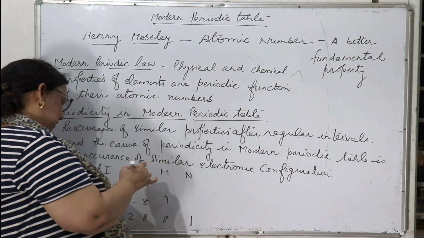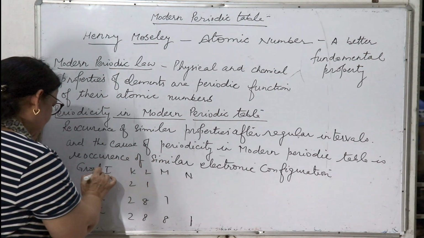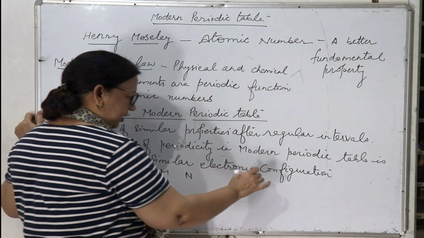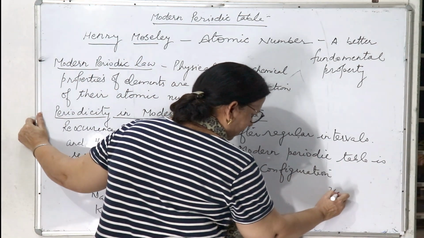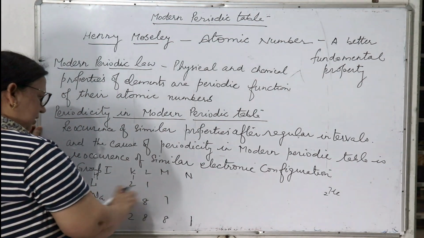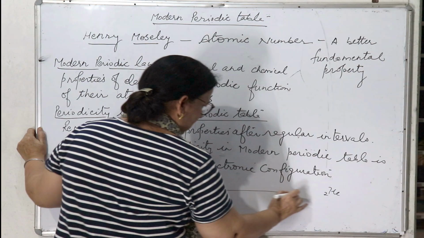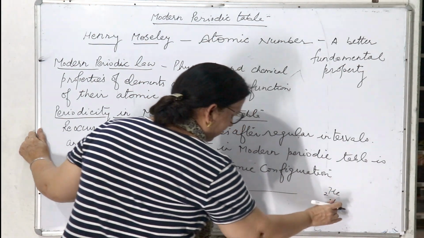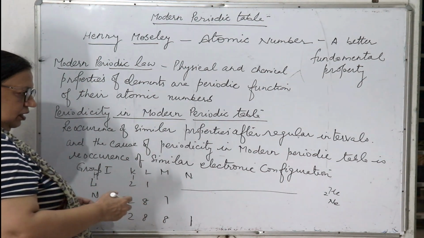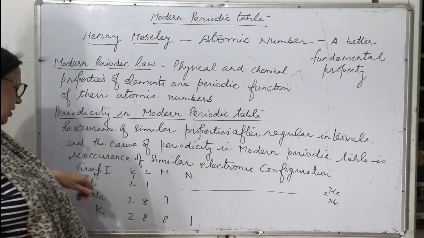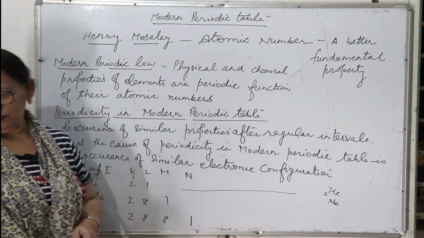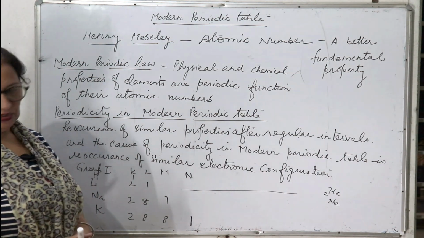If we take hydrogen, that is also having one electron in the outermost shell, and if we move in a period, then here it is helium with the atomic number 2, then comes lithium, then here comes neon, and after neon there is sodium having one electron in the outermost shell. So, reoccurrence of similar electronic configuration, that is the cause of periodicity in the modern periodic table.